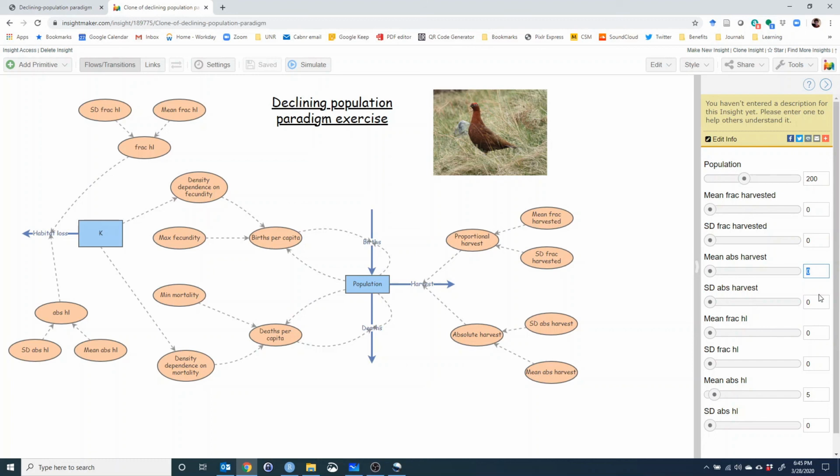Now, just a few other points I'd like to make before ending this lecture. Number one, there's a lot more you can do with this scenario, so I'd encourage you to play around with this Insight Maker model and try different scenarios of habitat loss and harvest together, and see if you can find some interactions that are synergistic, that have a higher impact on the population than you'd expect, and others that have a lower impact on the population than you might expect. Again, just play around with it and see what you think.